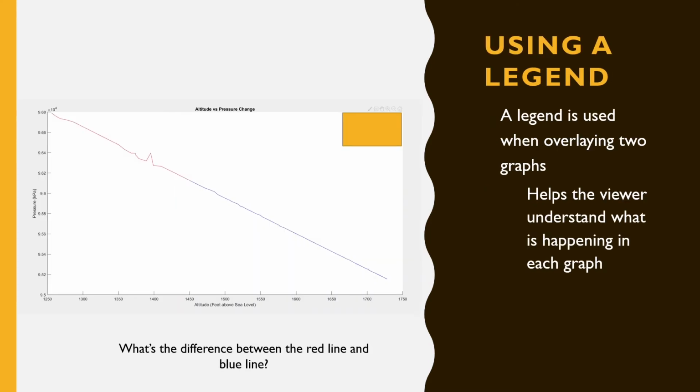Okay, so using a legend. A legend is helpful when overlaying two different graphs. It helps the viewer understand what's happening. Without the legend, you see that there are two different colors, but you don't know why or what those colors mean. It could mean so many different things, which is why you need a legend. After seeing the legend, you can see that the red line was a girl named Sophia's data, and the blue was my group's data. And this is a real graph. We will refer to this graph later.